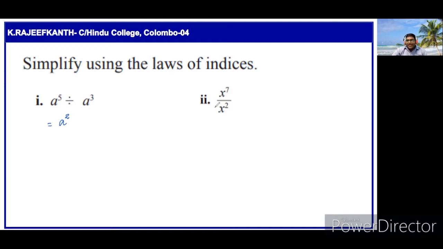In the second one, here x to the power of 7 divided by x to the power of 2. They are written in the format of a fraction. So here in these two powers also we have the same base. Then directly we can subtract the index. Then x to the power 7 minus 2. Then that is equal to x to the power of 5.